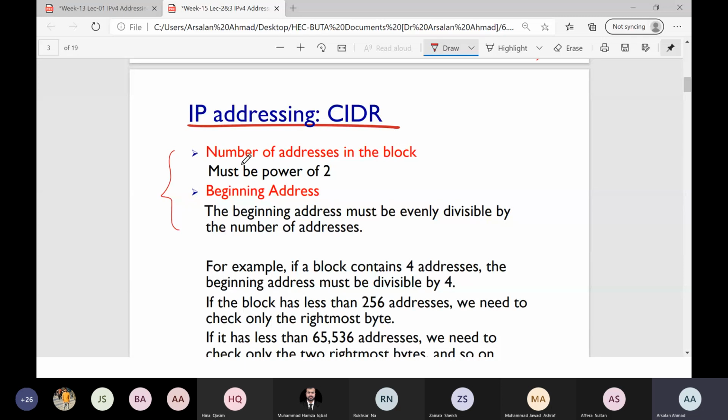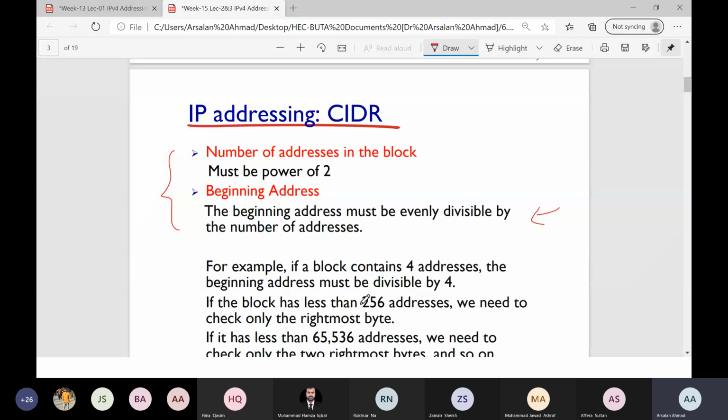When you count the number of addresses in the block, they must be a power of 2, obviously. These rules were there even in the classful scenario as well. We are dealing in binary, so definitely it must be a power of 2. And the second thing, which is important in the case of classless addressing, is that the beginning address must be evenly divisible by the number of addresses. So for example, if a block contains 4 addresses, the beginning address must be divisible by 4.